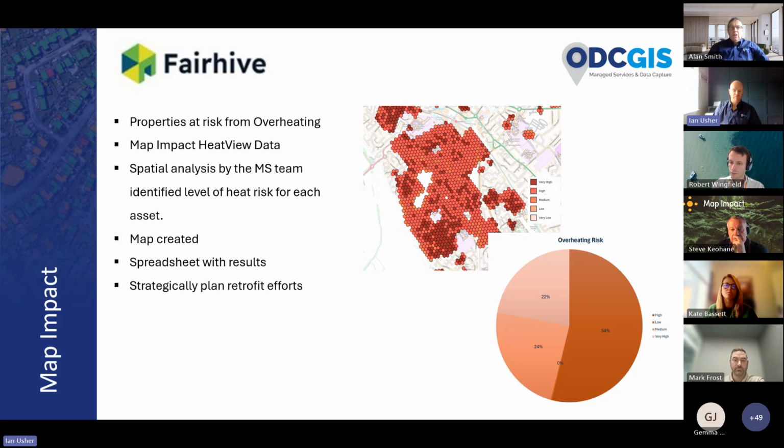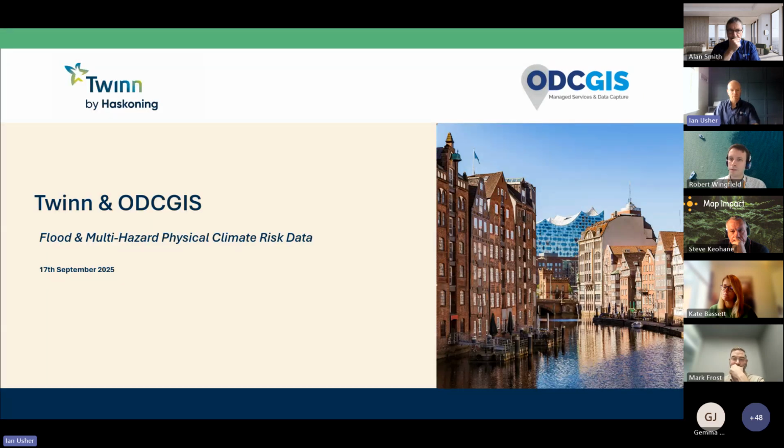And then Fairhive have used that to strategically plan and prioritise retrofit efforts, ensuring that they focus resources on the properties where they have the greatest impact. So this proactive approach helps them to prepare for future climate change challenges and improve living conditions for their residents as well. Okay, so feel free to drop questions in for Steve if you've got any. And what I'll do now is pass you over to Mark for the last presentation.